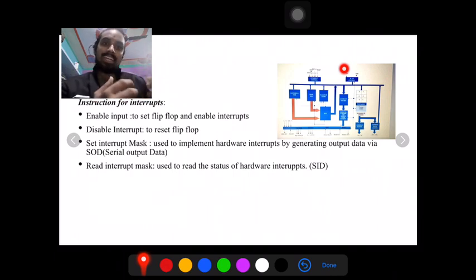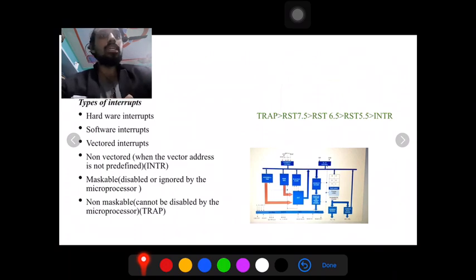Then what is your read interrupt mask? It is to know the status. In your set interrupt, you have set something, some hardware interrupt. Now you want to know the status of that. So reading that is your read interrupt mask. Basically RST 6.5, 5.5, 7.5, these are handled by your RIM and SIM.